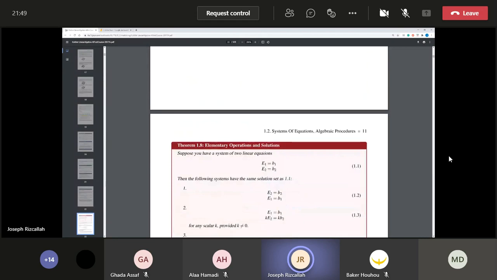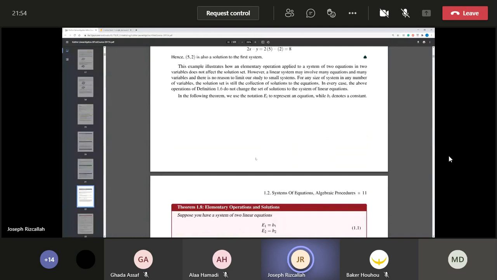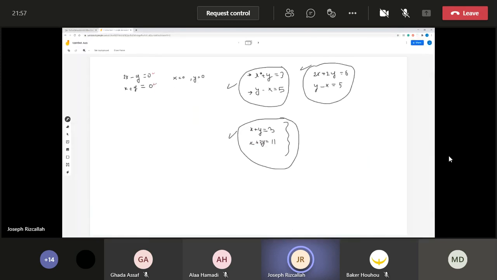Before I go over the general procedure, let me try to illustrate this on a simple example. Let's try to solve this system. This system is very easy, so let's take another one. This one is homogeneous, so let me just rewrite it. Let's say we have 2x minus y equals 2, and x plus y equals 1. I want to solve this system.